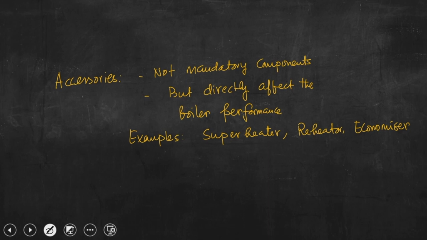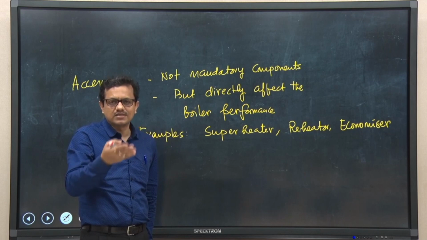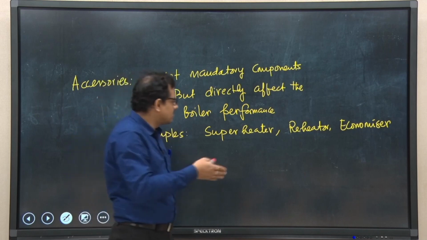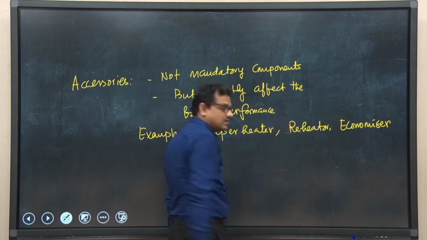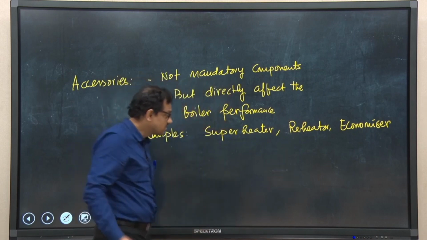So, after doing some amount of work, steam is taken again into the boiler and is allowed to pass through the reheating coil, so that the steam temperature is again increased and it is taken to the low pressure stage turbine. So, the reheater is another accessory which is needed to increase the efficiency of the cycle.